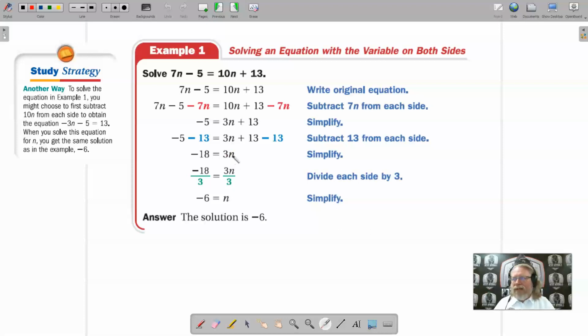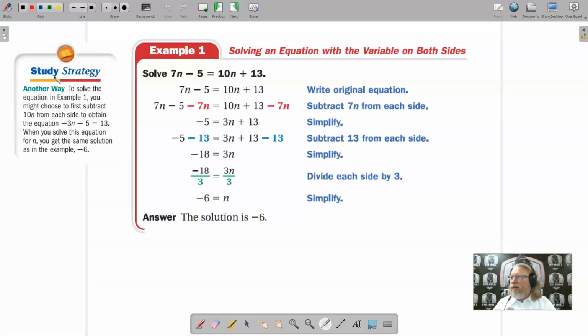Now the 3 is tied to the n through multiplication. The opposite operation is division. We're dividing by the very number we wish to get rid of. And what we do to one side, we do to the other. The 3's cancel each other, leaving us with just n. And negative divided by positive equals a negative, and 18 divided by 3 is indeed 6. So the solution is -6.